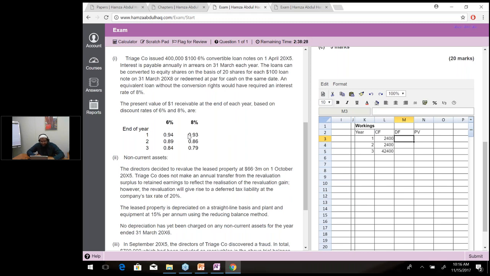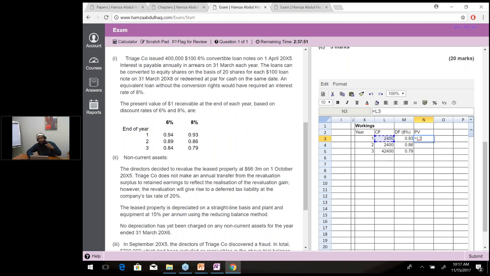And I'm going to use these discount factors, 8%, because this is the market rate. So I can even write over here, I'm using 8% discount factor. So this is going to be 0.93, 0.86, and 0.79. I'm using the factors given in the question, these three. And if the factors are already given in the question, it's better not to recalculate them and use those values directly.